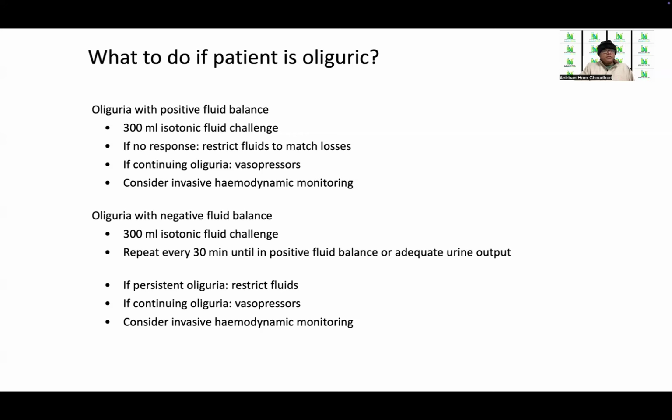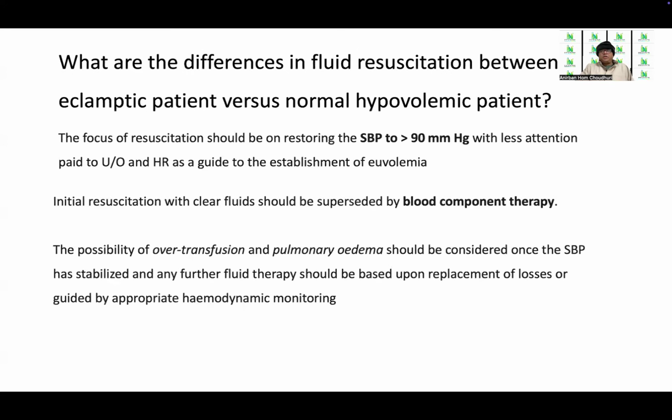If the patient has oliguria with negative fluid balance, again a 300 ml isotonic fluid challenge, and that can be repeated every 30 minutes until the patient is in positive fluid balance or adequate urine output is achieved. If persistent oliguria, we have to restrict fluids. If oliguria still continues, give vasopressors and consider invasive hemodynamic monitoring. Definitely in these patients we should also consider early renal replacement therapy, provided there are no other contraindications.